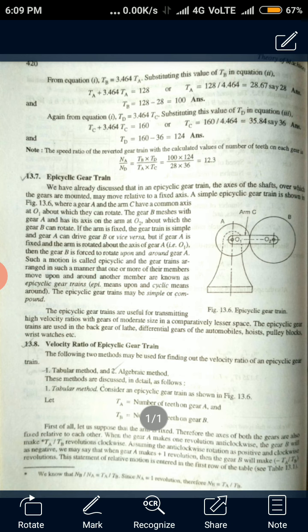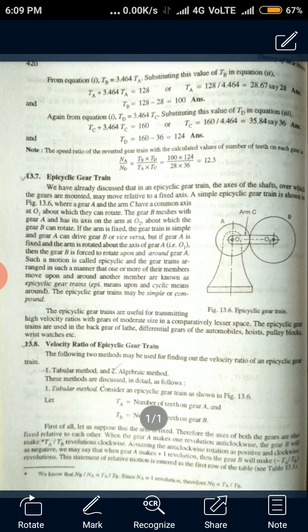So just to see the sketch here, what is shown for an epicyclic gear train. In this arrangement, we have gear A, we have gear B, and arm C. This arm C is connecting gear A and gear B. O1 is the center for gear A along with arm C, and O2 is the center of gear B. There can be two cases here. In case 1, assume that the arm C is fixed with centers O1 and O2. Then gear A meshes with gear B, or gear B meshes with gear A. So it is what is called a simple gear train.